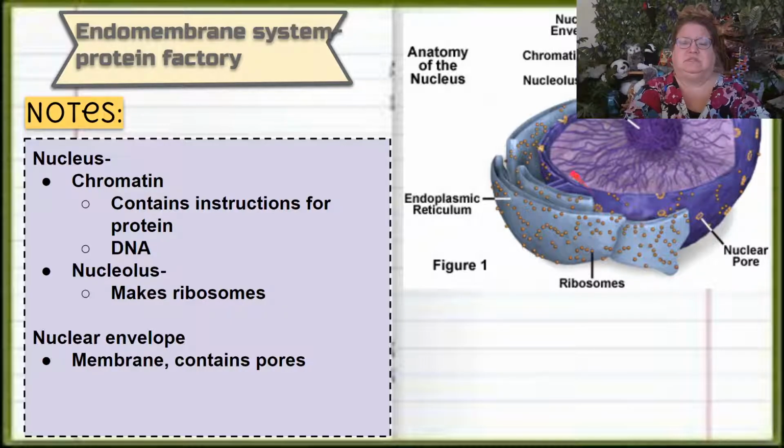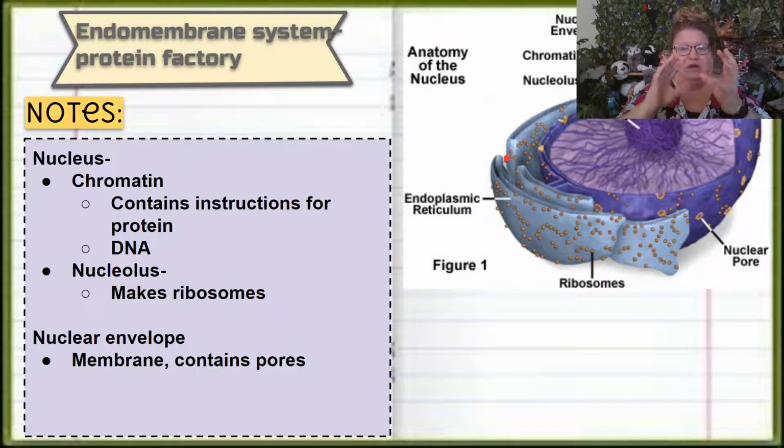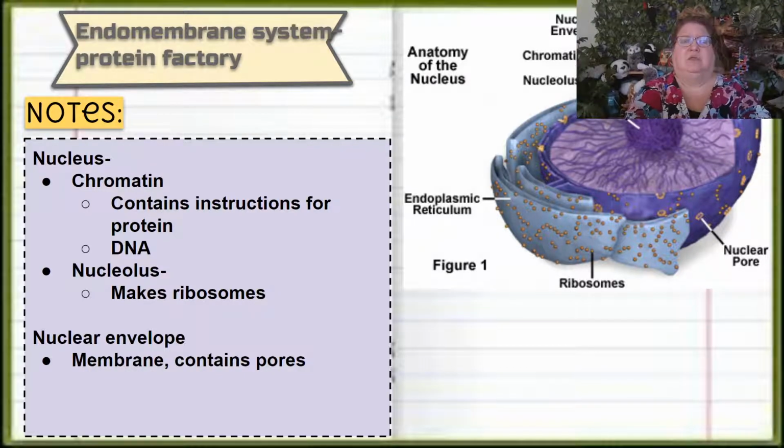And then you'll notice the rough ER is going to be coming out from the second membrane of the nucleus, and it has ribosomes on it. So you can see this is kind of the intricate relationship here. So you've got the nucleus containing the chromatin, the nucleolus, and then the nuclear envelope.